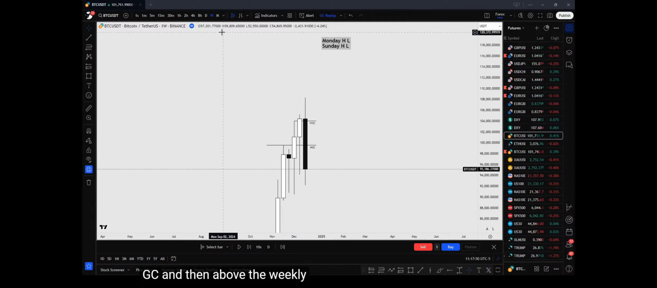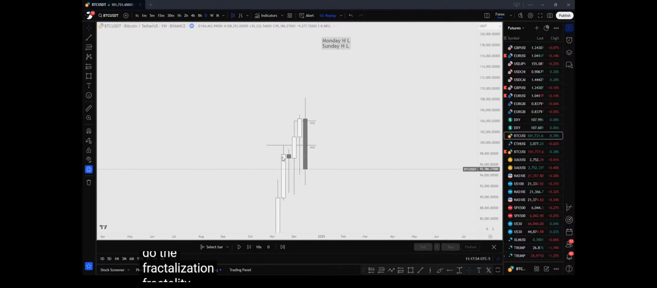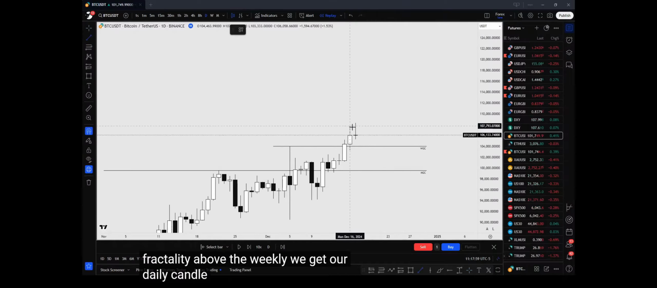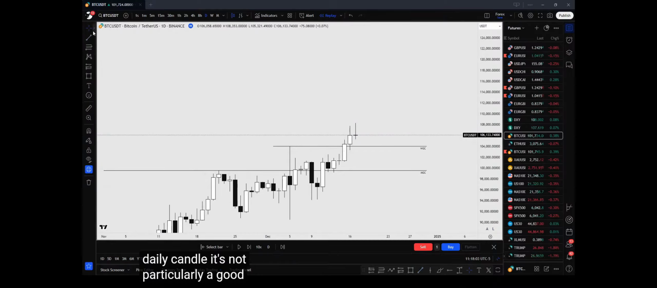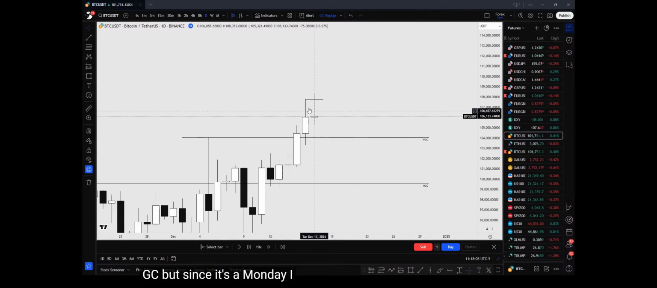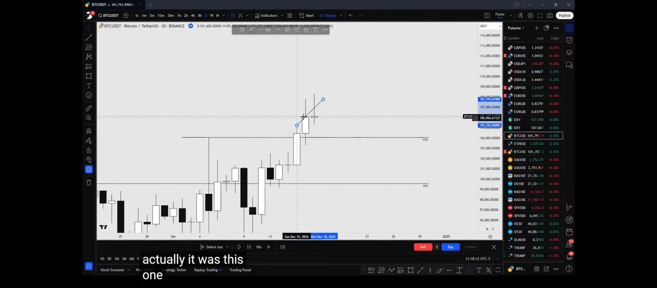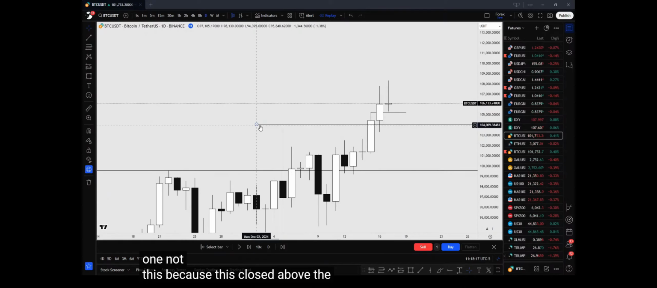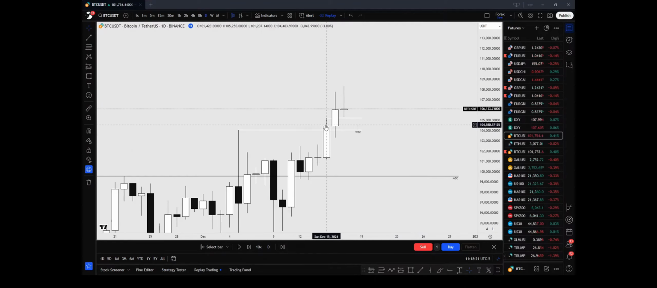And then above the weekly, again, we'll do the fractality. Above the weekly, we get our daily candle. It's not particularly a good GC, but since it's a Monday, I still used it. Or maybe it was this one, actually. It was this one, not this. Because this closed above the high of the weekly GC. This was the daily GC.